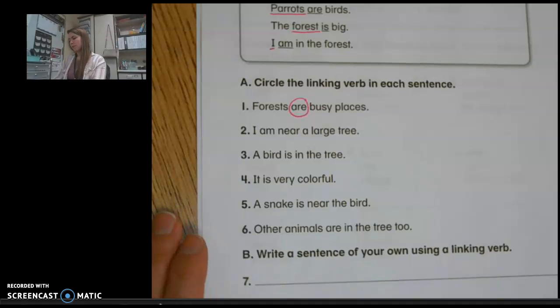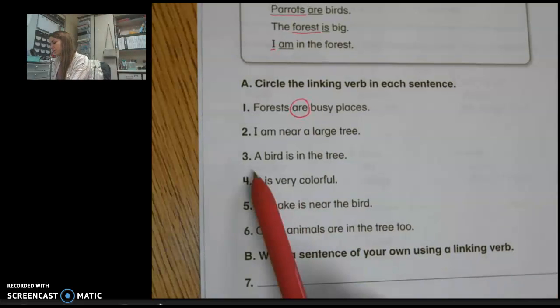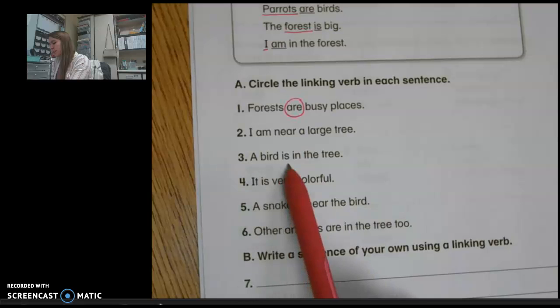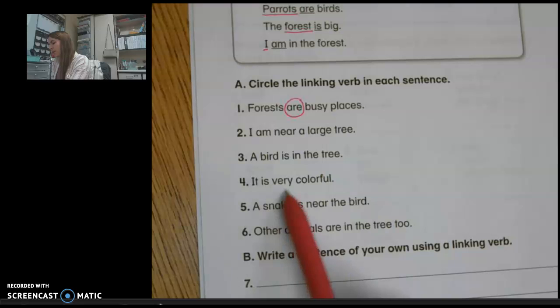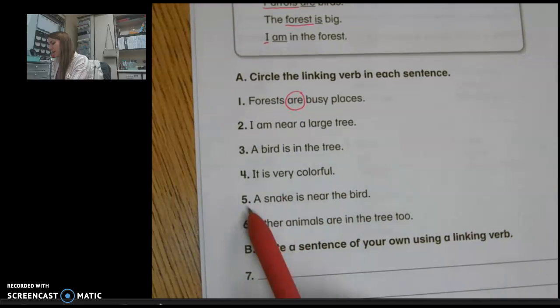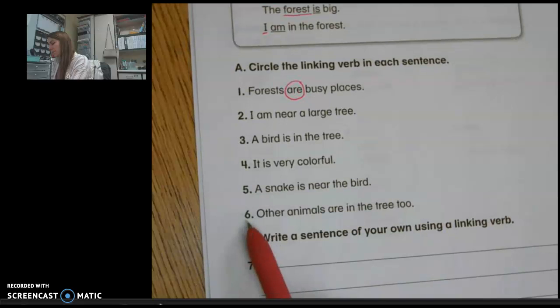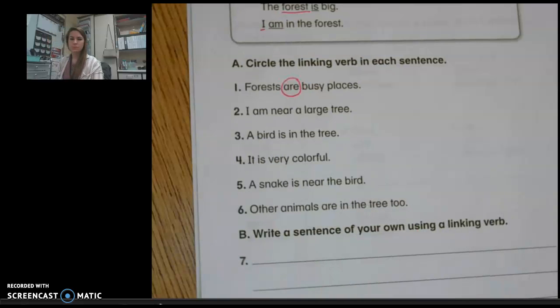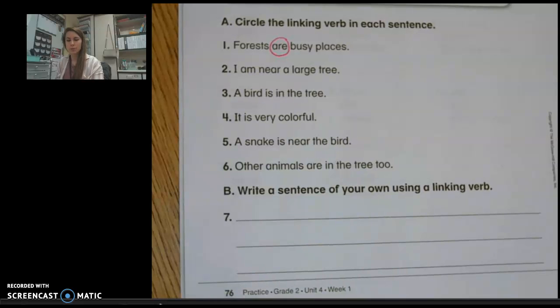I'm going to read the rest of the sentences, and as I read, make sure you circle the linking verb in each sentence. Number 3, a bird is in the tree. Number 4, it is very colorful. Number 5, a snake is near the bird. Number 6, other animals are in the tree too. So make sure you've circled all your linking verbs. If you need to rewind and listen to me read the sentences again, then do so.